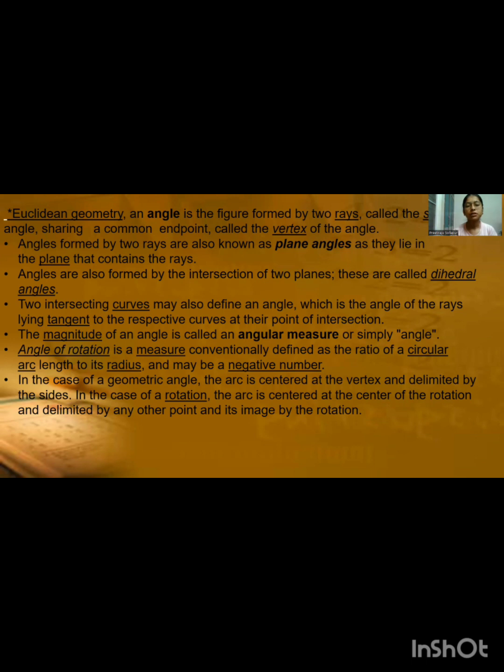Two intersecting curves may also define an angle, which is the angle of the rays lying tangent to the respective curves at their point of intersection. The magnitude of an angle is called an angular measure or simply angle. Angle of rotation is a measure conventionally defined as the ratio of circular arc length to its radius and may be a negative number. In the case of a geometric angle, the arc is centered at the vertex and delimited by the sides. In the case of a rotation, the arc is centered at the center of the rotation and delimited by any other point and its image by the rotation.